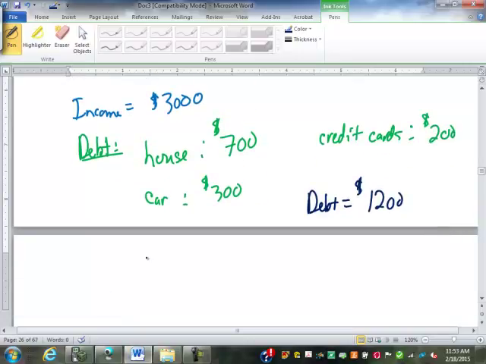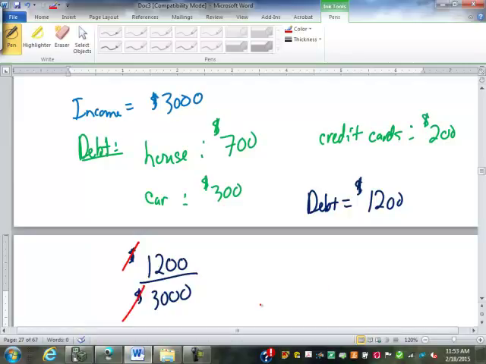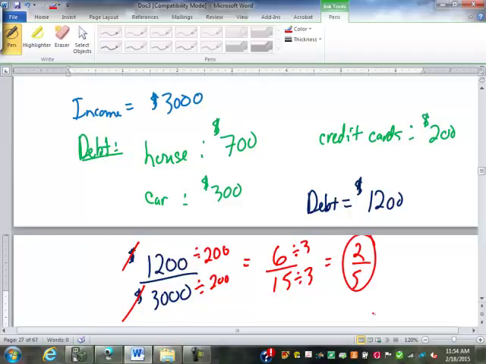So your debt to income ratio, your debt is $1,200 over $3,000 income. The dollars cancel out. Both of these can be divided by, let's see, 200. Giving you 6 over 15. We can actually divide by 3 again. Giving us a 2 to 5 debt to income ratio. What they usually look for, by the way, is less than a 1 to 3. So 2 to 5 is a little bit more than a 1 to 3. So that is not the greatest debt to income ratio.